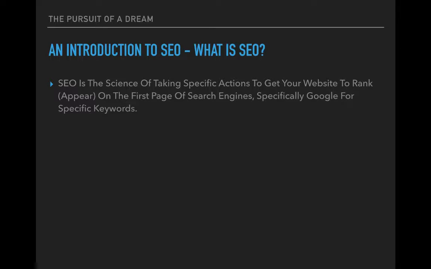SEO is the science of taking specific actions to get your website to rank or appear on the first page of search engines, specifically Google, for specific keywords. So it's things you do to get your website to show up on the first page of Google. Now, why Google? It's simply because Google is the most used search engine.